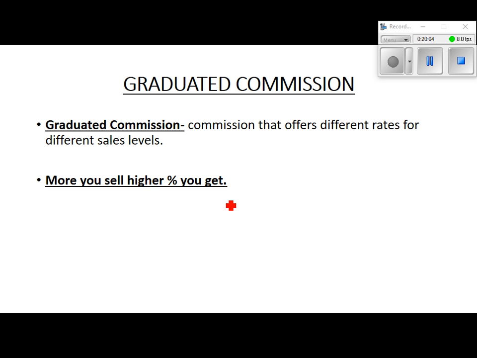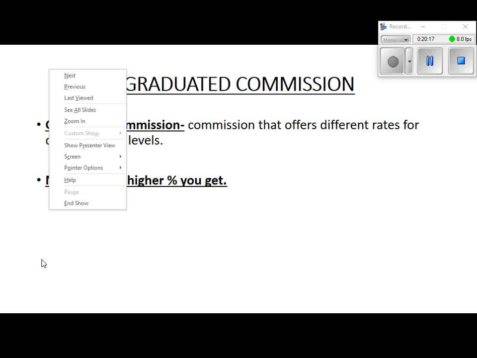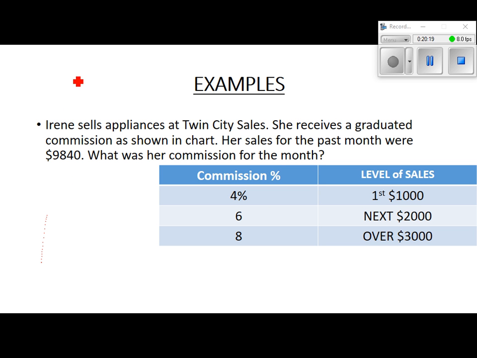And this is just like the other commission, except now you have to think part by part. The more you sell, the higher percentage you get. We're going to do some examples, and the stuff's real short. I'll give you a second, write this example down in your notes, copy down this box so that you have it there to look at. Give you a minute. There's no easy way to show you how to do this other than to do problems.